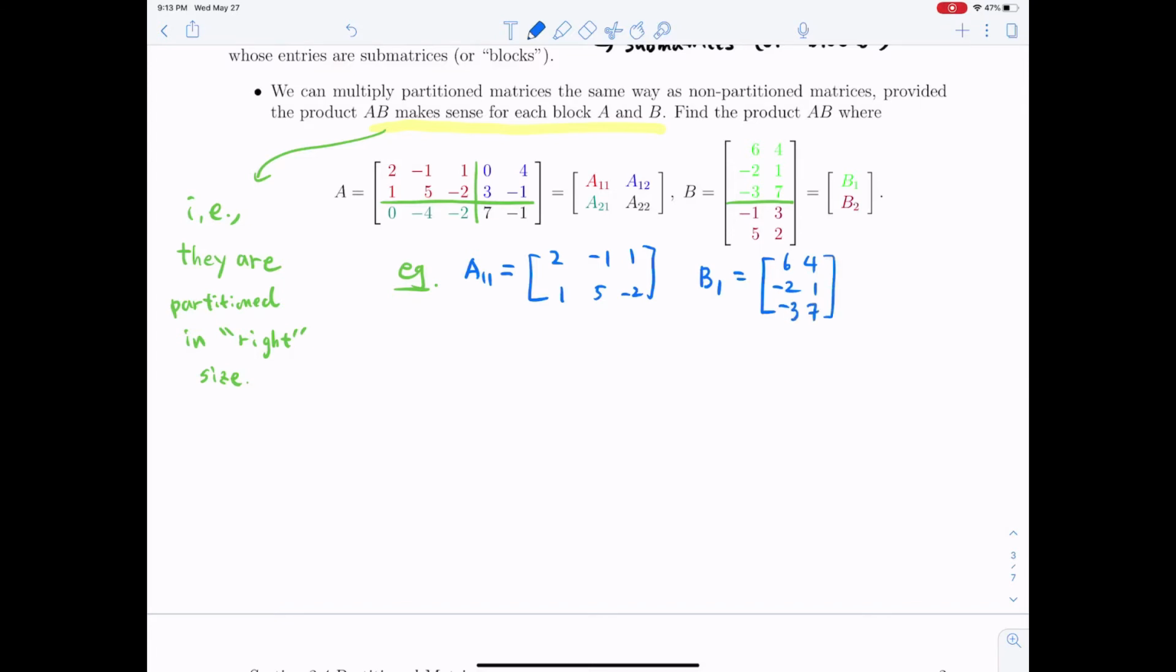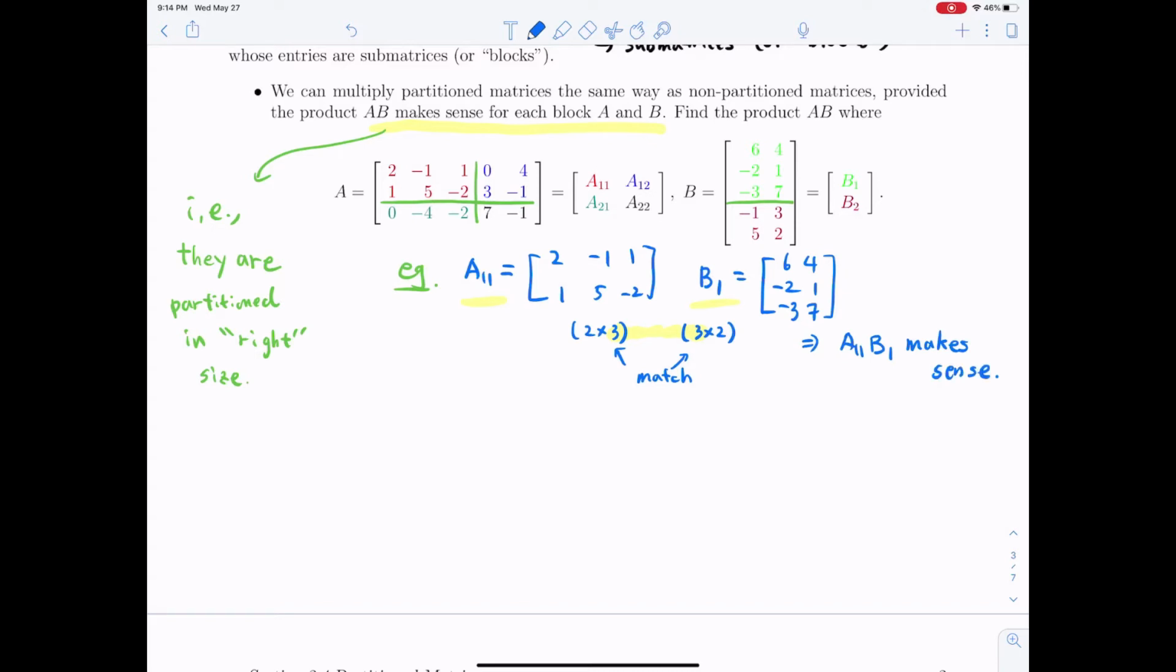Then A11 is a 2 by 3 matrix, and B1 is a 3 by 2 matrix. These A's and B's are partitioned in such a way that the number of columns of A and the number of rows of B match each other, so that A11 times B1 really makes sense.